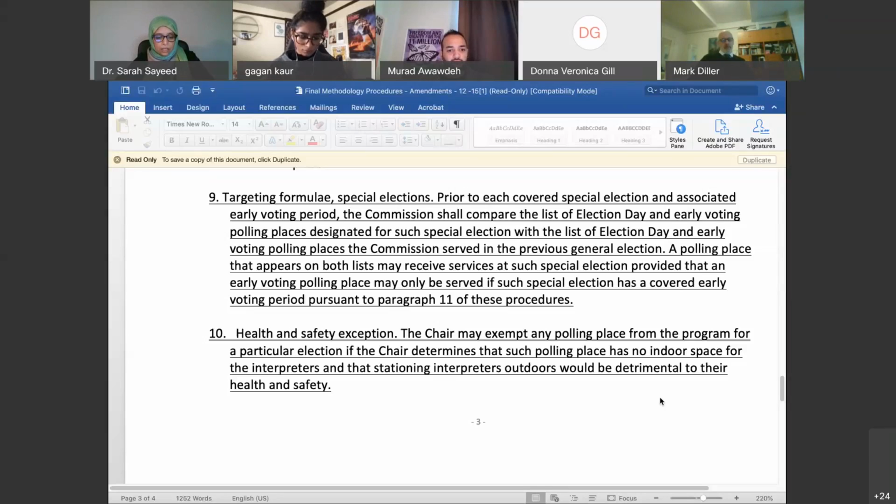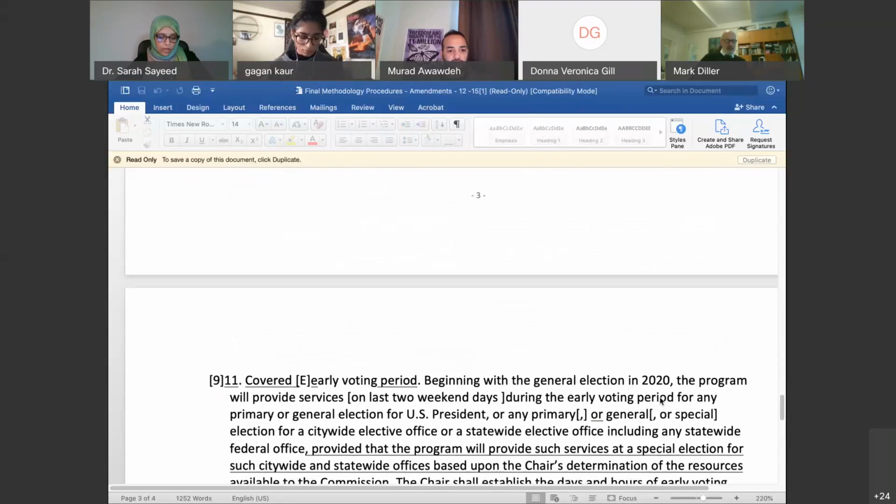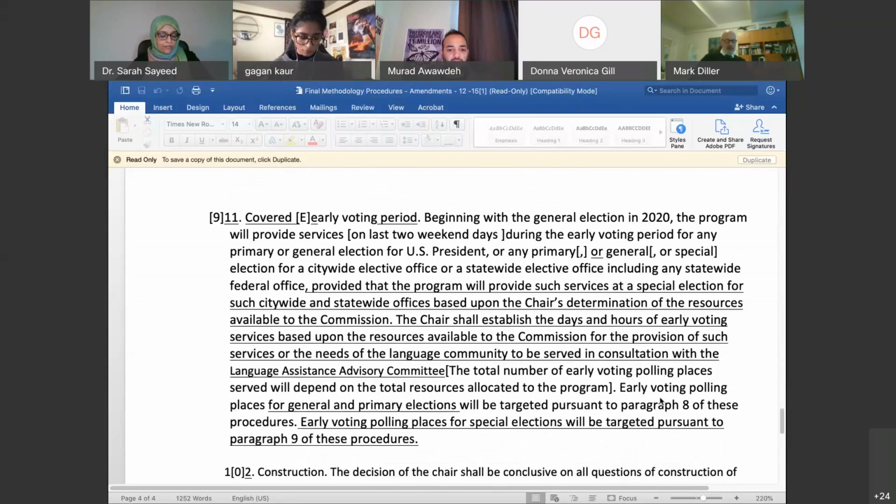And the last piece is the covered early voting period. Here we are removing the clause on the last 2 weekend days to give us flexibility for which days of early voting we'll cover. We're also continuing here to talk about early voting for specials. We are saying that we are going to cover early voting for citywide elective offices or a statewide elective office, or for a presidential, for primary and general, and also a statewide federal office.